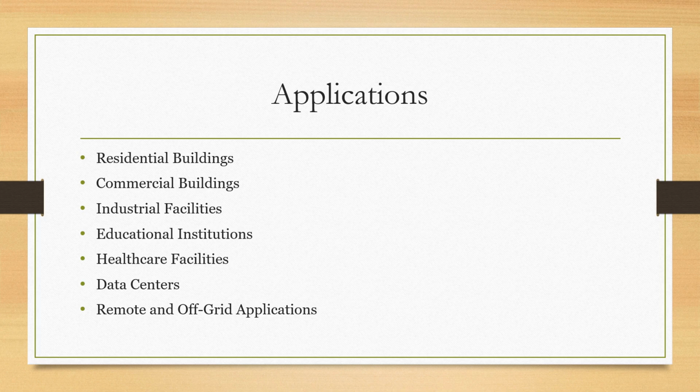Industrial facilities. Solar cooling can be used in industrial settings, including factories, warehouses, and manufacturing plants. These facilities often require cooling for equipment processes or employee comfort. Educational institutions, schools, colleges, and universities can utilize solar cooling to provide comfortable learning environments for students and staff.